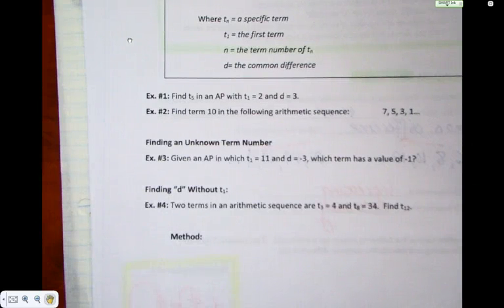Read example number 2. Did I say do example number 2? I said read example number 2. So example number 2 has way more words, less symbols, but is it asking you anything really different?